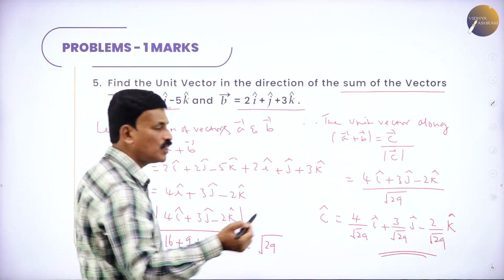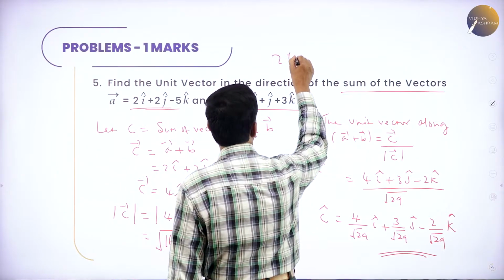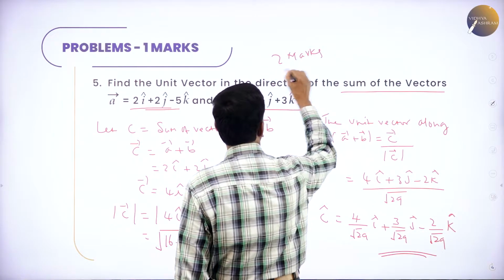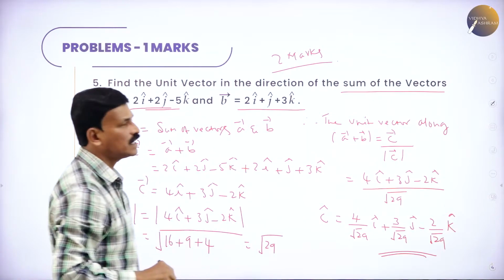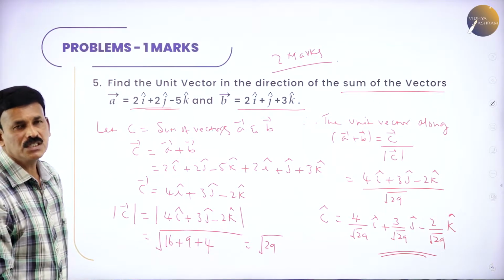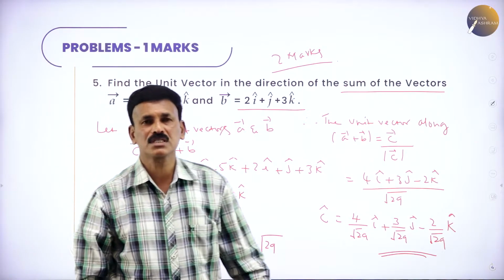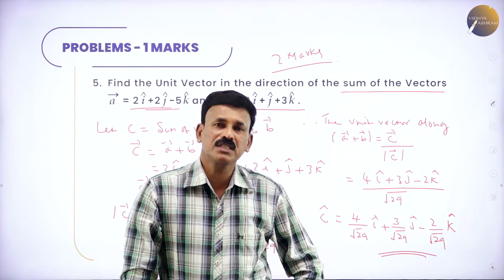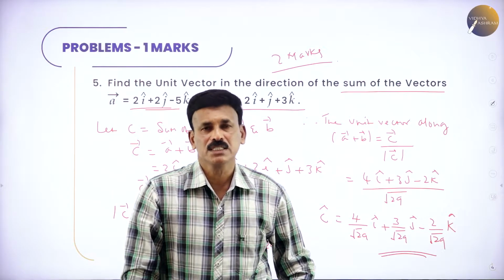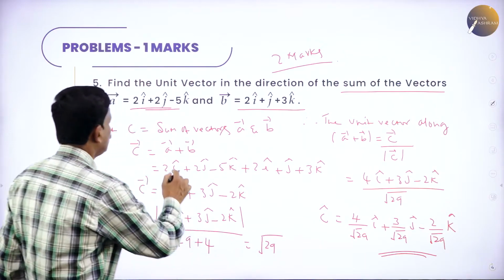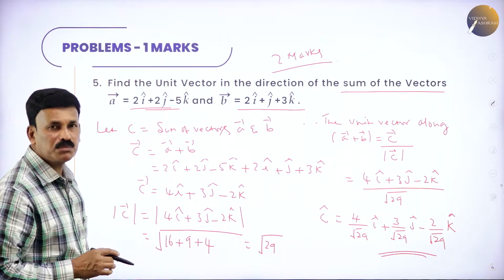They may ask for 1 mark, or sometimes they may ask for 2 marks. So, find the unit vector in the direction of the sum of the vectors. If there are 2 vectors, the sum of the 2 vectors is A plus B. If there are 3 vectors, the sum is A plus B plus C. Now the sum of the vectors A plus B is equal to C.